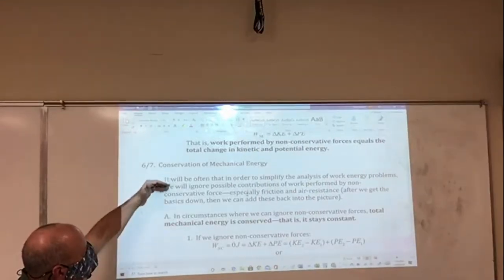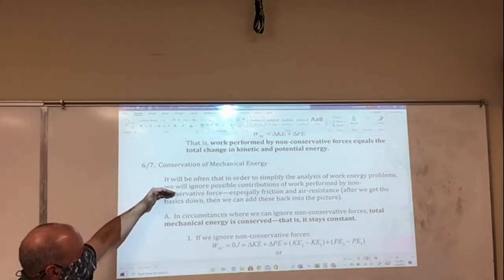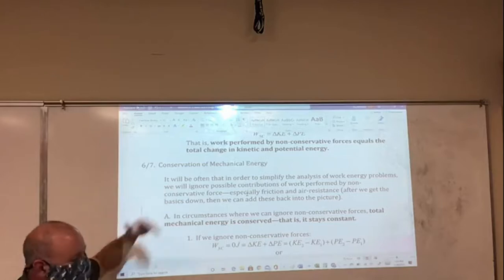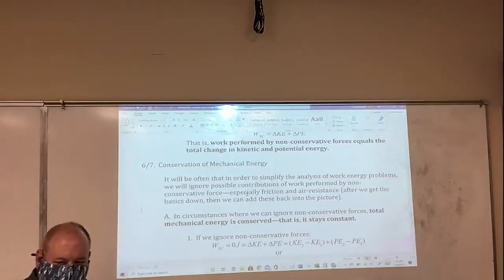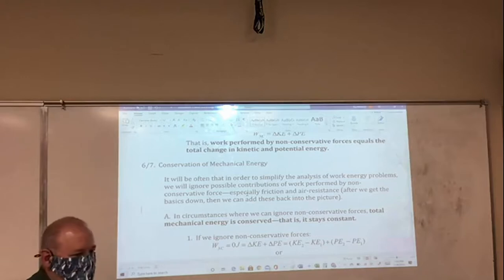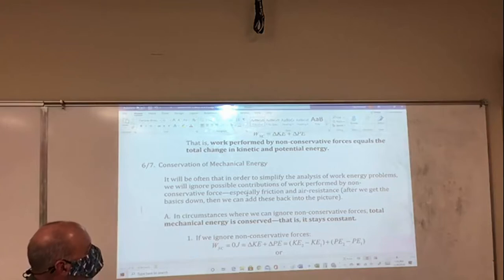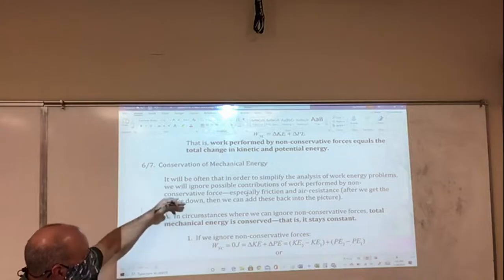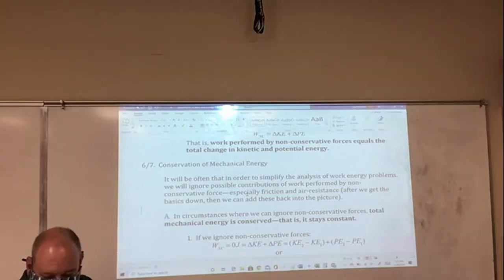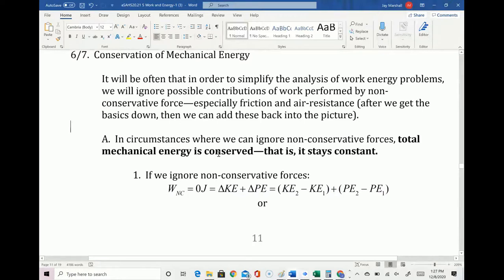Now, it will often be that in order to simplify the analysis of work energy problems, we'll ignore possible contributions done by non-conservative forces. How often have we said, there's no friction, there's no friction, there's no friction, right? We ignore possible contributions of work performed by non-conservative forces, especially friction and air resistance. After we get the basics down, we can add those back into the picture. So, in circumstances where we can ignore non-conservative forces, total mechanical energy is conserved.